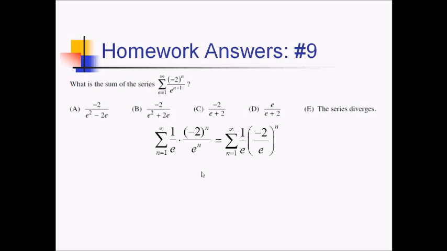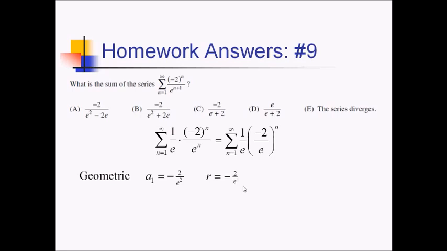So this is geometric. We have something that we're repeating with multiplication. So let me write out my terms here. My a1, my initial value, that's going to be what I get when I plug in 1 for n. That's going to be 1 over e times -2 over e, which would be -2 over e squared. So that's our a1. That's going to be fun to deal with if we have to add this thing together. Our common ratio is just this exponential base that keeps getting multiplied by, so negative 2 over e.